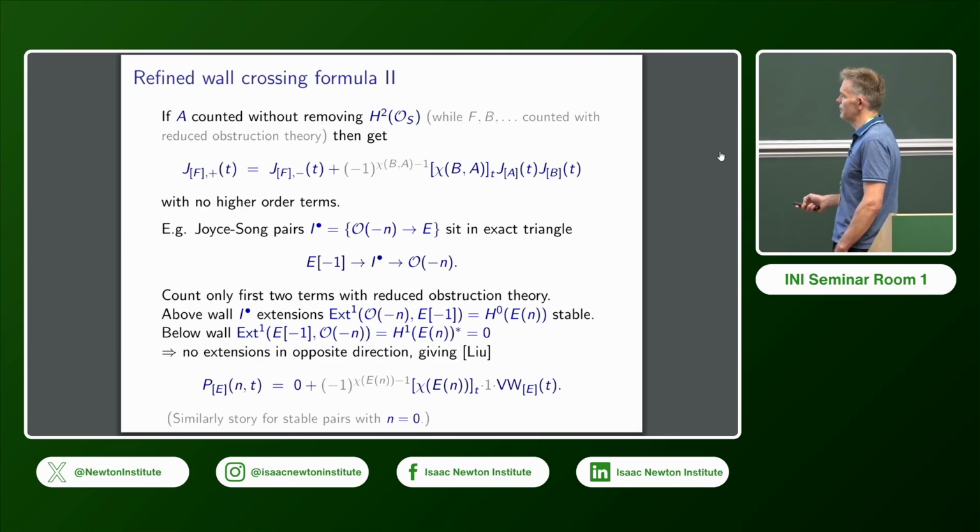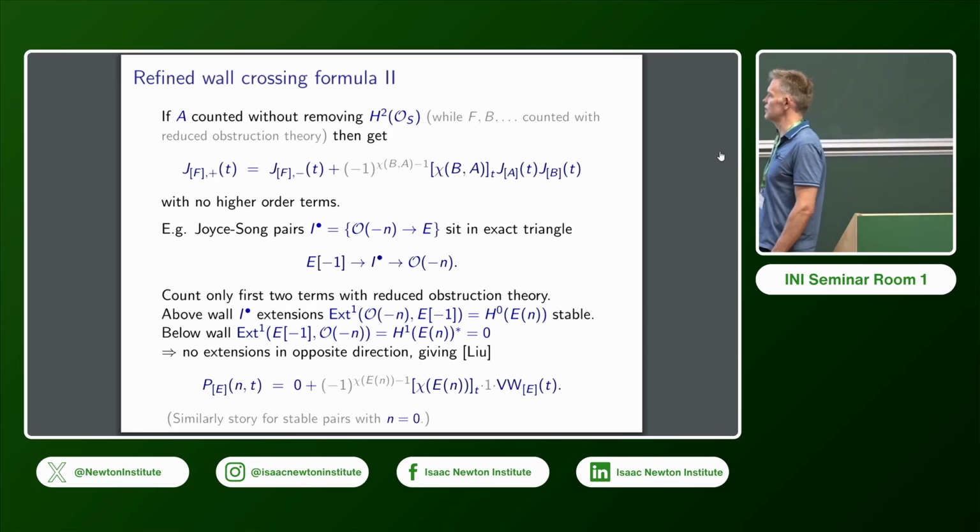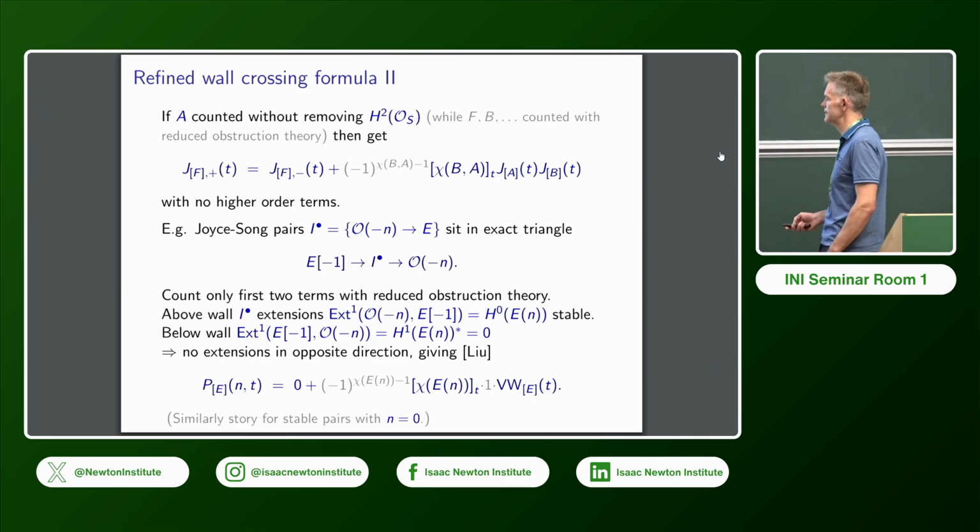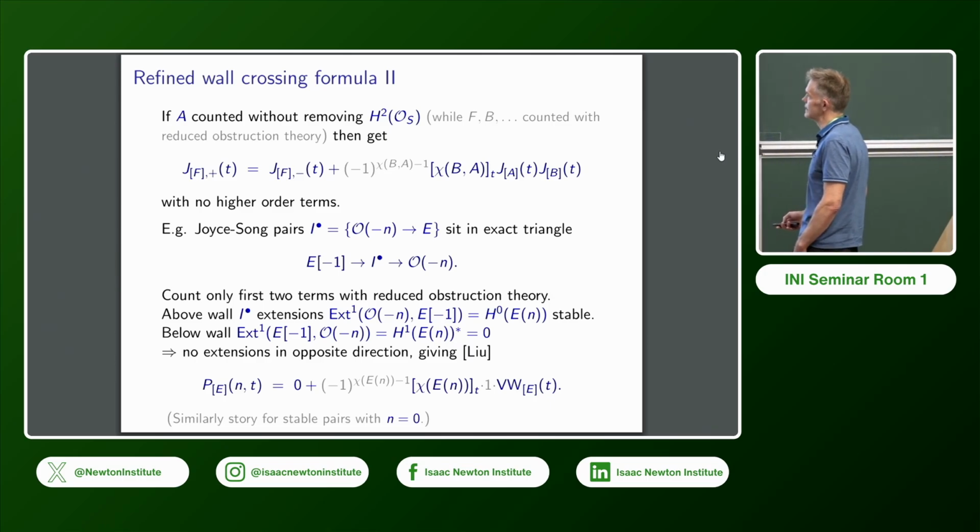Then you get this normalized Hirzebruch genus from the projective bundle, projective space. And then you get a 1 that counts this guy without taking reduced obstruction theory. And then you get the invariant counting the sheaves E. Okay. And so this is the wall crossing formula that Henry Liu proved, that I used on a previous slide. And then there's a similar story by taking n equals 0 for stable pairs with a slightly different stability condition.